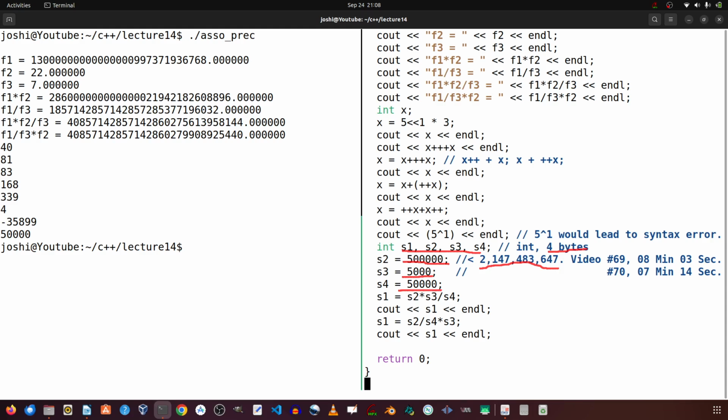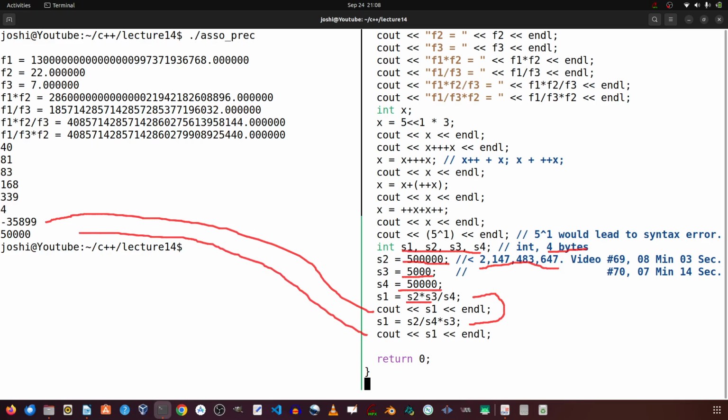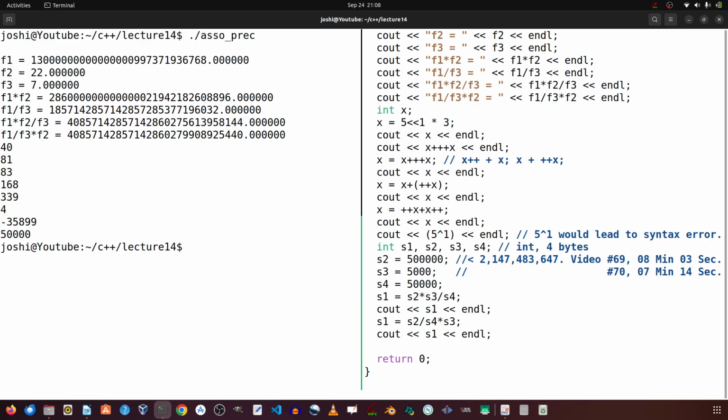Now you can see I am writing the expression S2 star S3 divided by S4. Everything is integer, so the division would be integer. A logically identical expression is S2 divided by S4 multiplied by S3, as I talked about in the previous slide. So both of them should give you the same result. But what is happening? This result is a negative number, whereas using a calculator or manual calculation, you will find that the correct result has to be 50,000. How come? Let me tell you.